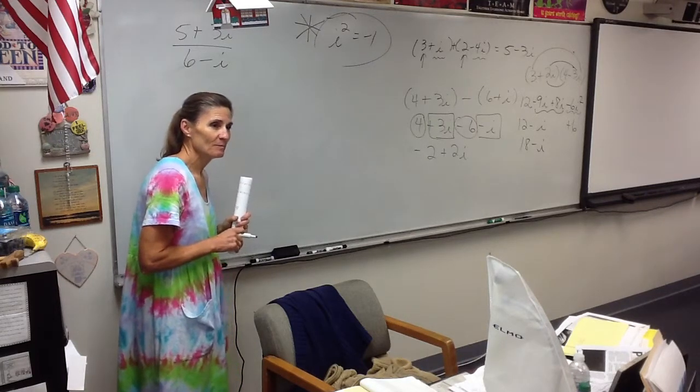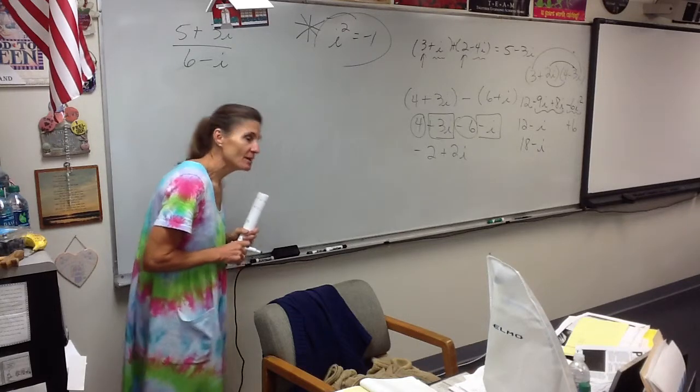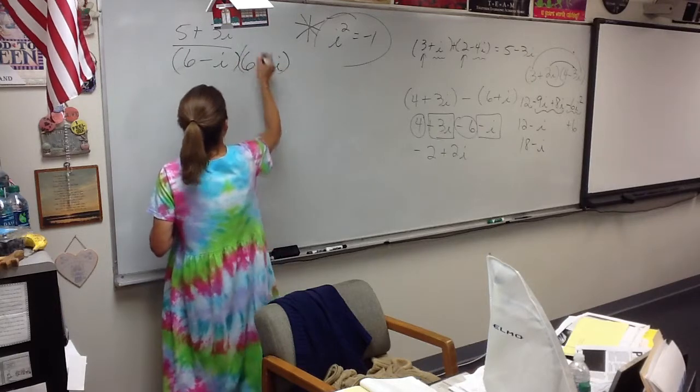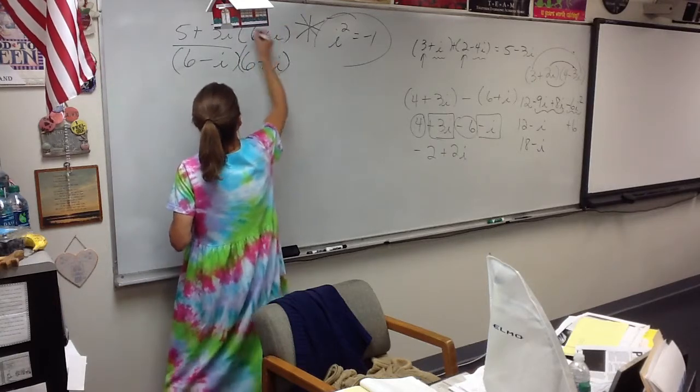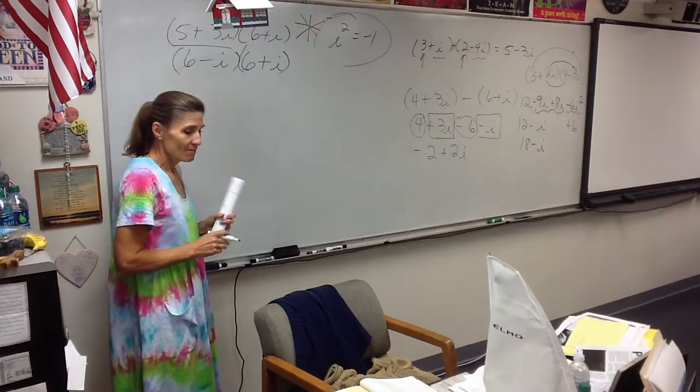So, Julia, what do I do? You have to multiply by the conjugate. And what is the conjugate, Miss Henry? 6 plus i. Oh my goodness, very good, Julia. Now, how many of you remember that? I remember now. Very good.